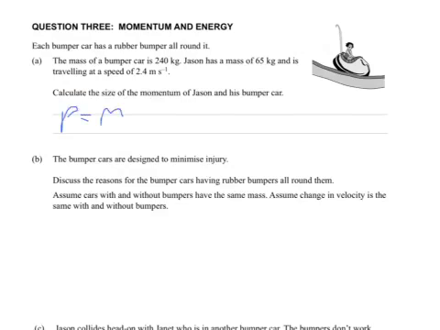Momentum is mass times velocity. So you need to have the mass, which is the 240 kilograms plus the 65 kilograms, and you multiply that by the 2.4 metres per second. Whatever that gets you is whatever it is. The unit is going to be kilogram metres per second. That's kg, which is the mass part, times the velocity part, m s to the minus 1.